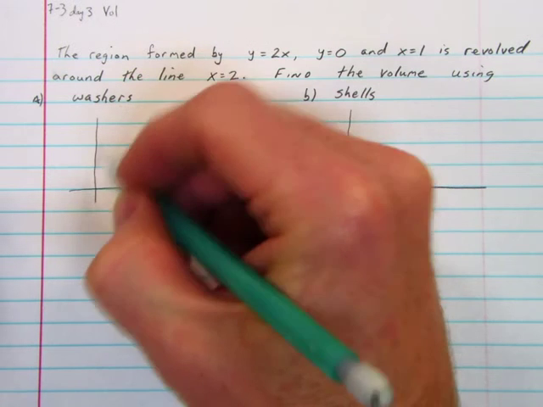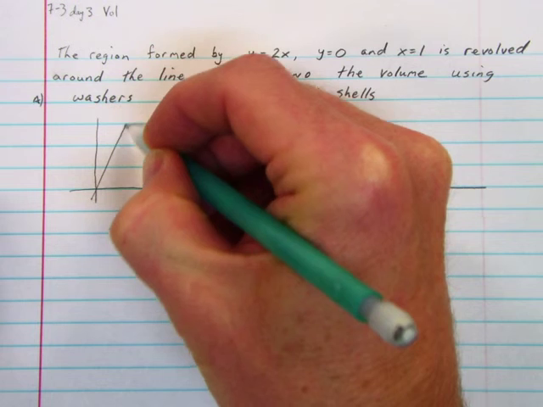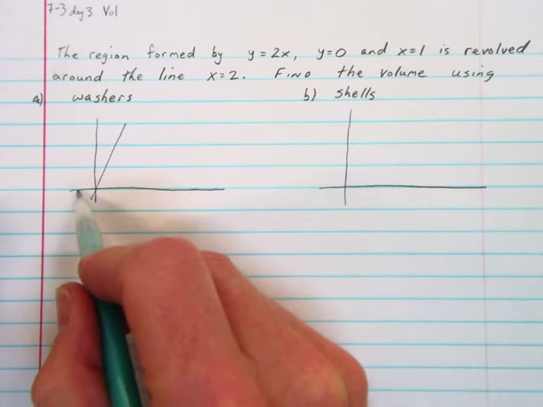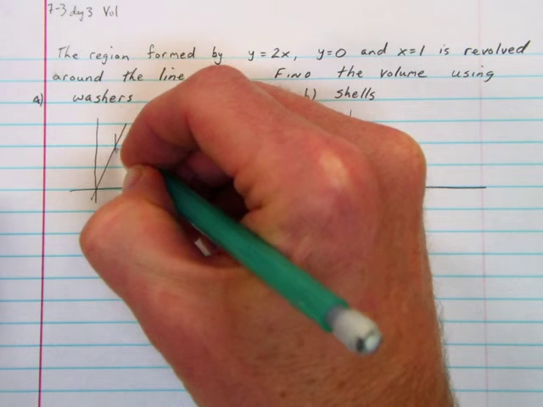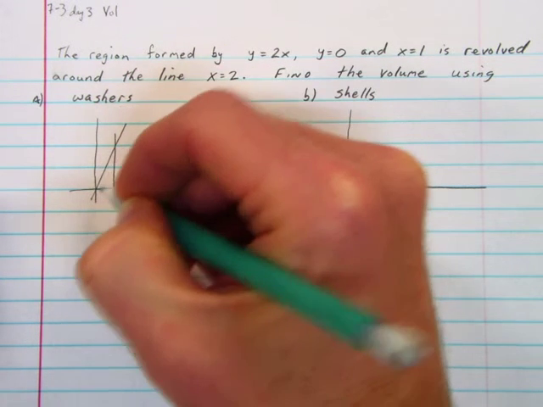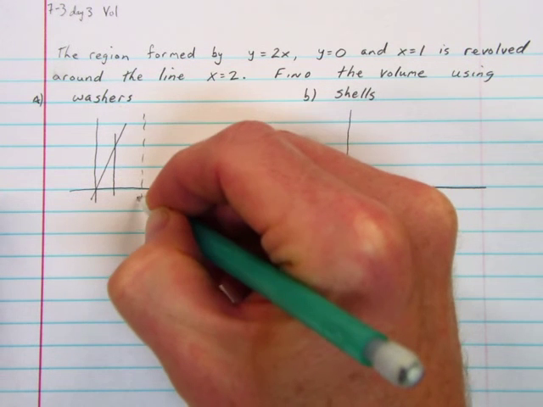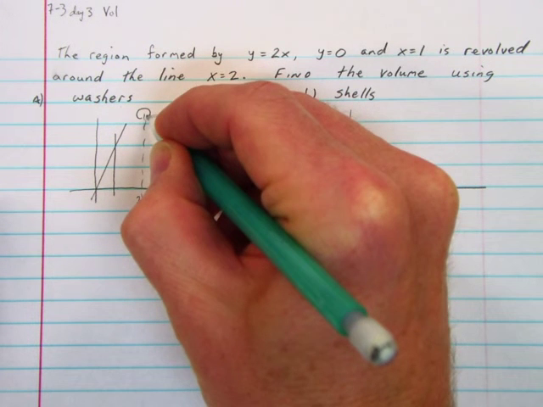So we're going to sketch this. We have y equals 2x, so a little steeper. We have y equals 0, which would be the x-axis, and x equals 1. So we have something like this: a triangular region, and then we have a dotted line at 2. We're going to start on this side and revolve it around there.